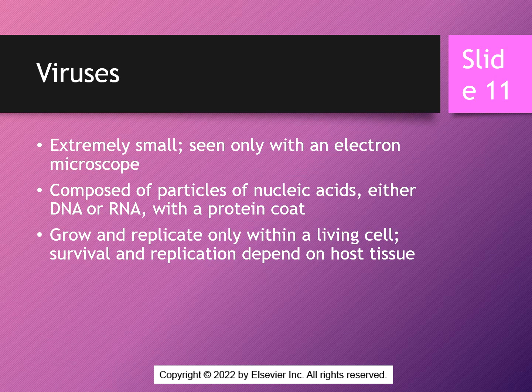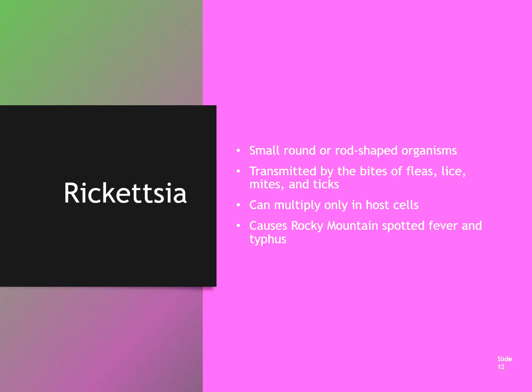Viruses are extremely small and can be seen only with an electron microscope. They can grow and replicate only within a living or host cell. Herpes, Ebola, and COVID-19 are all examples of viral infections. There is no cure for viruses, but certain vaccinations can prevent the spread of disease. Rickettsia are small, round, or rod-shaped microorganisms that are transmitted by the bites of lice, ticks, and fleas, as well as mites, that all act as vectors. Examples of rickettsial infection include Rocky Mountain spotted fever and typhus.